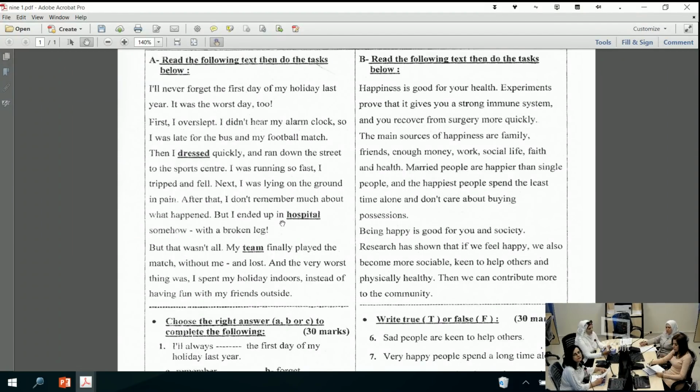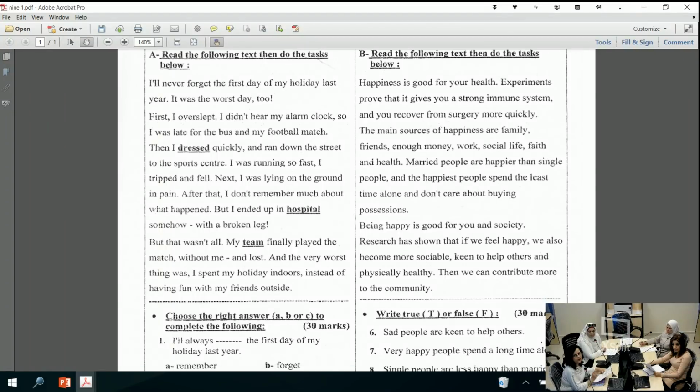Even if he writes the whole list of sources, they are correct. So it's enough to write 3. What if the student writes all? It's okay. It is okay. But the question says to mention 3.